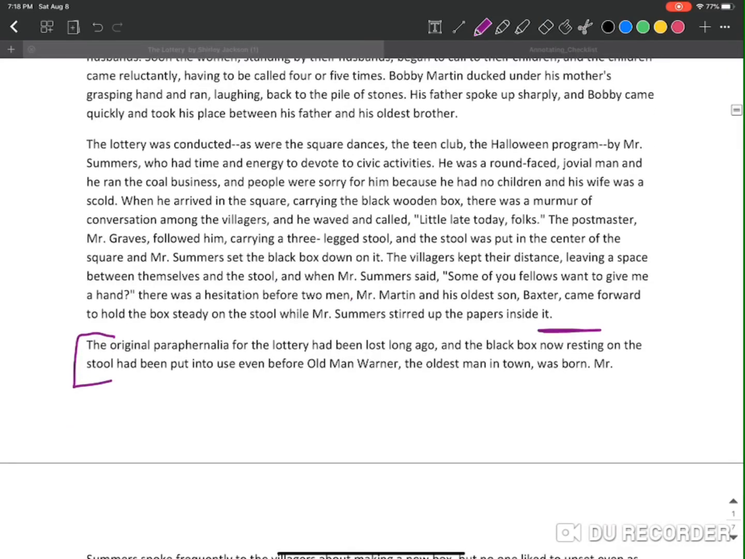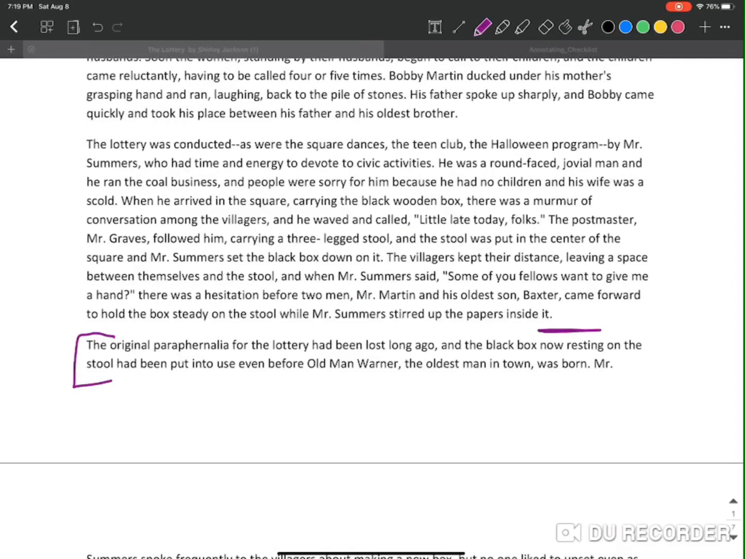The lottery was conducted, as were the square dances, the teen club, the Halloween program, by Mr. Summers, who had time and energy to devote to civic activities. He was a round-faced, jovial man, and he ran the coal business, and people were sorry for him because he had no children, and his wife was a scold. When he arrived in the square carrying the black wooden box, there was a murmur of conversation among the villagers, and he waved and called, "Little late today, folks."